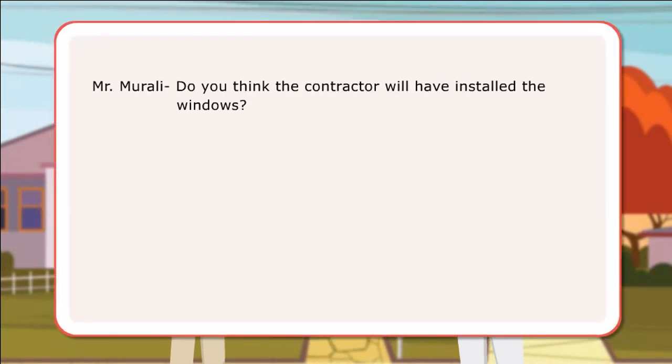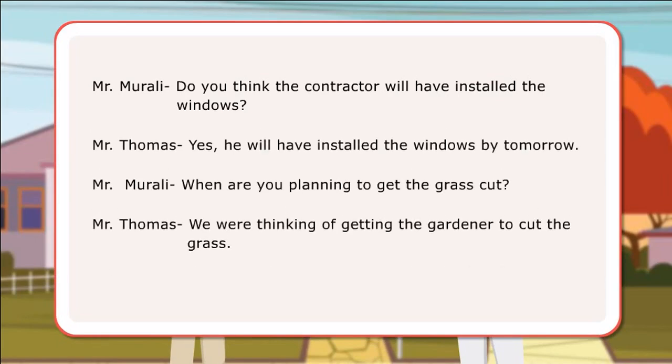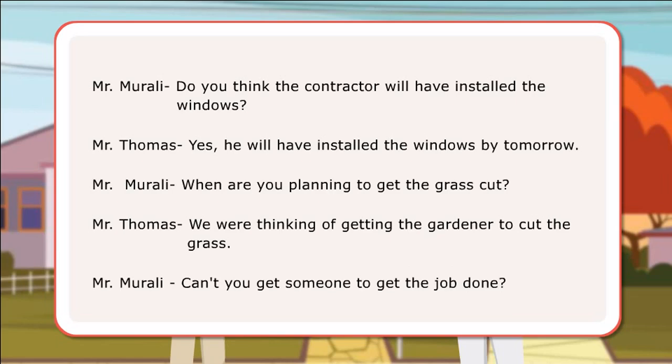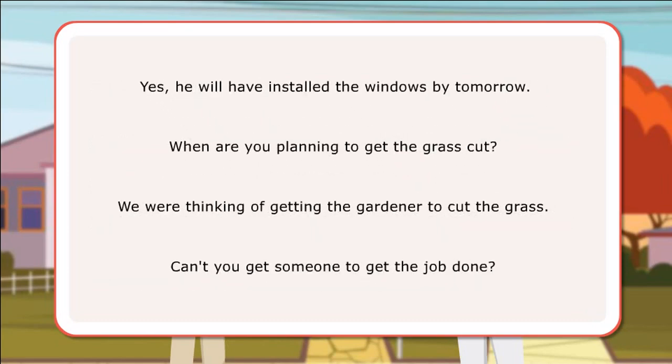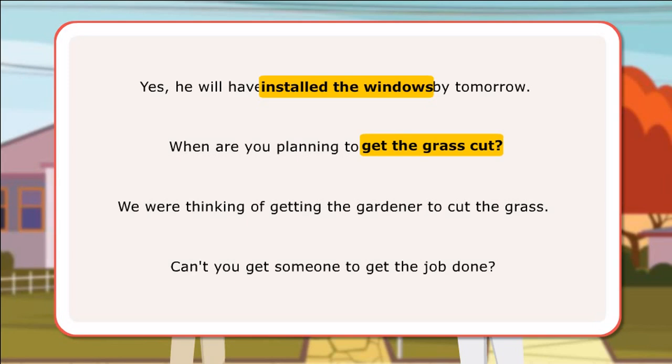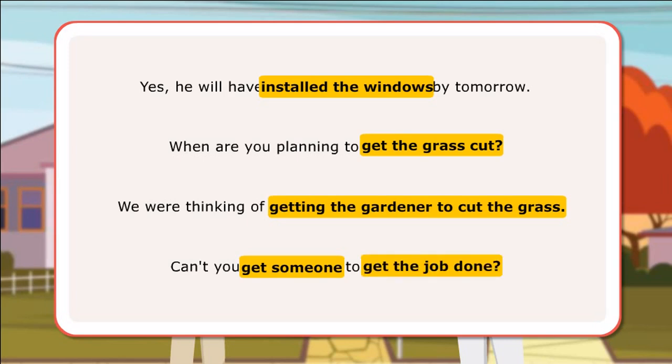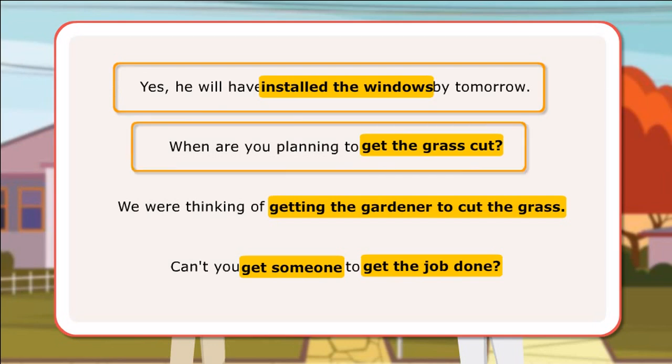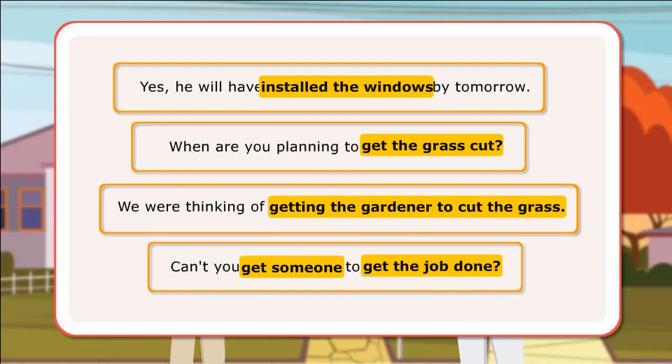In the conversation, Mr. Murali and Mr. Thomas are talking about someone doing something for them which they asked them to do. Here are the example sentences. Yes, he will have installed the windows by tomorrow. When are you planning to get the grass cut? We were thinking of getting the gardener to cut the grass. Can't you get someone to get the job done? In the first and second sentence, the speaker is laying emphasis on the process rather than who performs it. In the third and last sentence, the stress is on who will do the action.